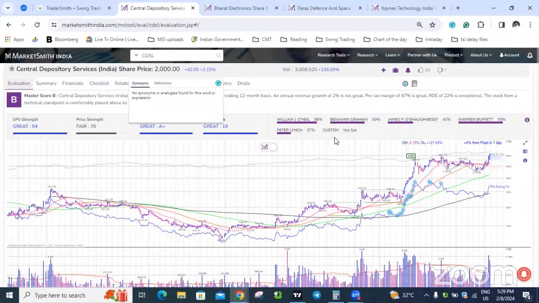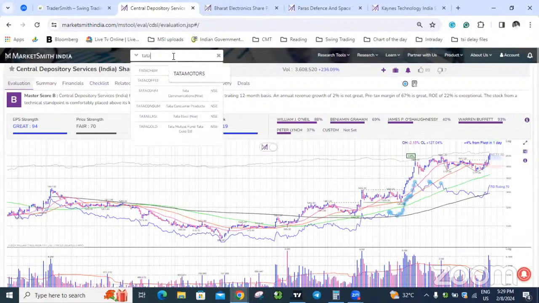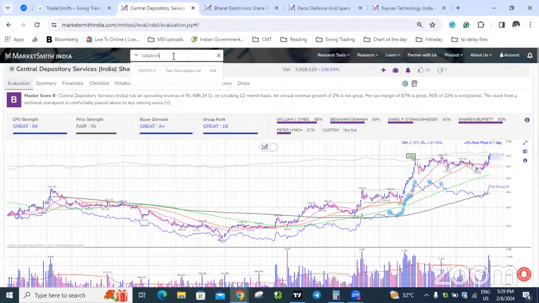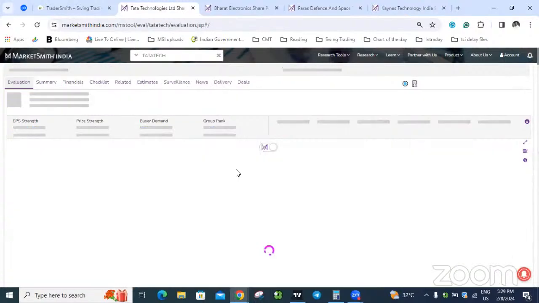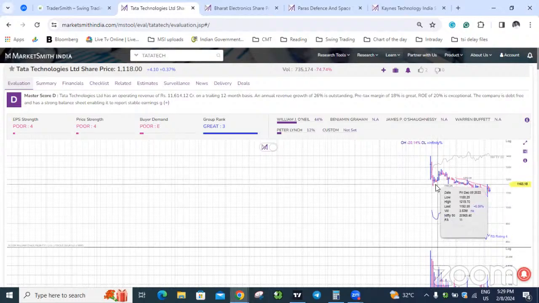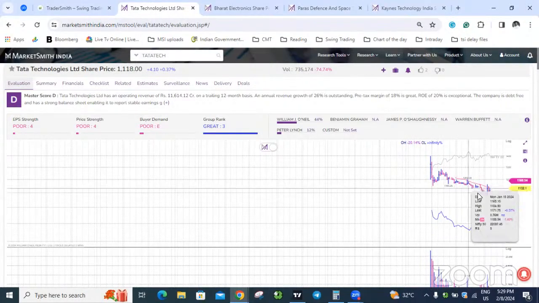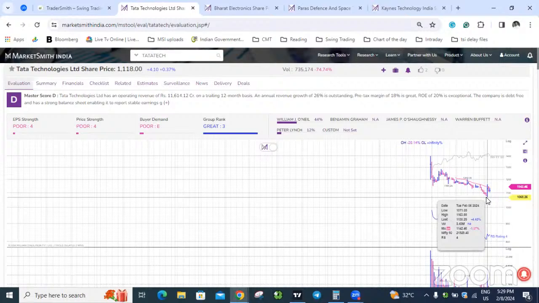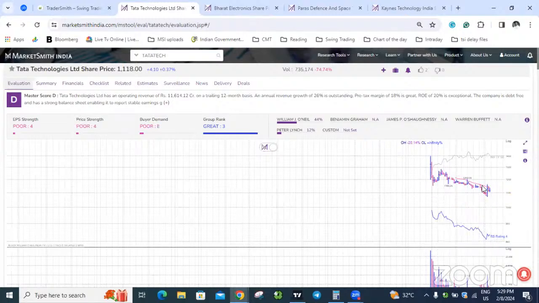Next one is Tata Tech. After the IPO listing, the stock came under some profit booking, and the day before, on February 6th especially, it gave a very good bounce back. However, if you observe clearly, the 21 DMA is acting as a resistance for this particular stock.